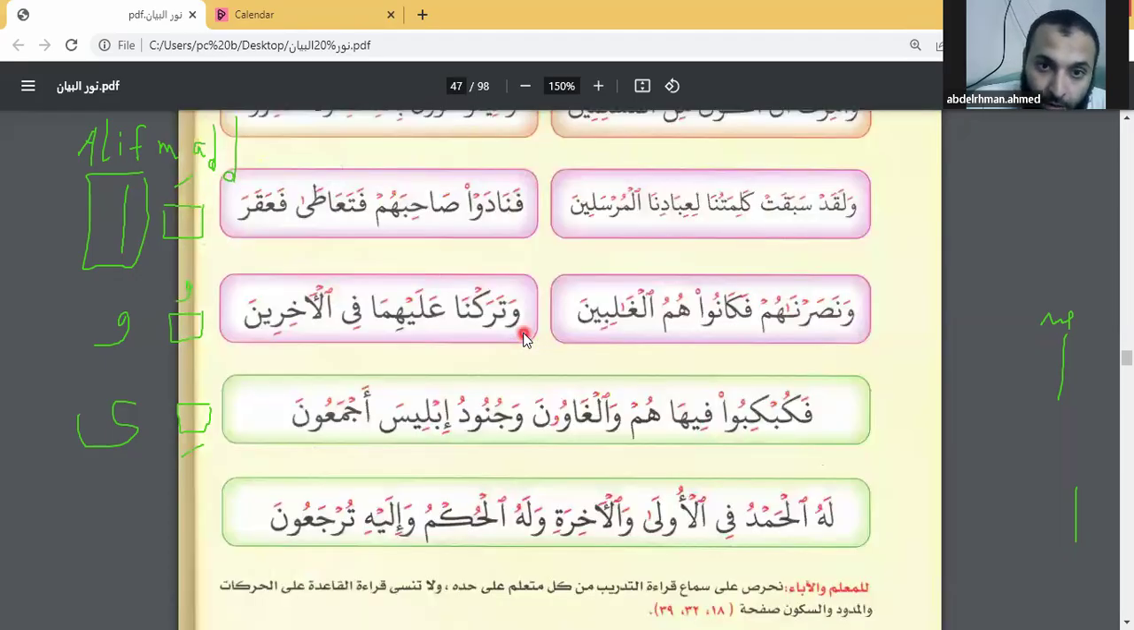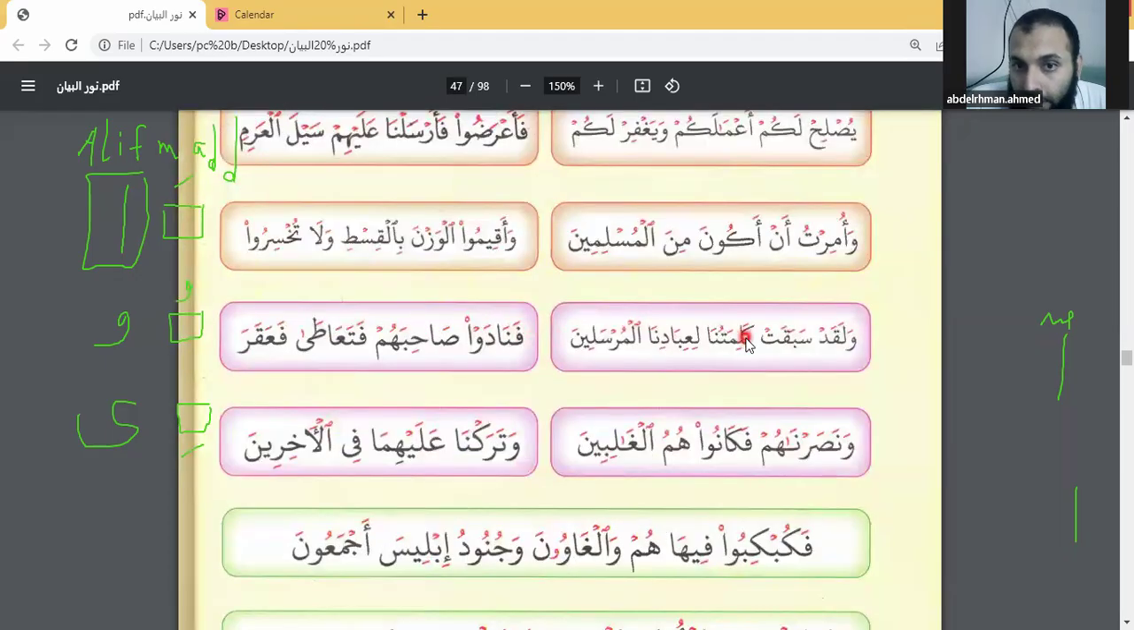Let me show you. This one, alif has nothing. Look, it's preceded by fatha, so stretch the fatha. كلماتنا، لعبادنا. So always preceded by fatha. Here, كانوا. It's impossible to find a letter with sukun after this letter. So that's the difference between alif mad and alif wasl or hamza al-wasl.